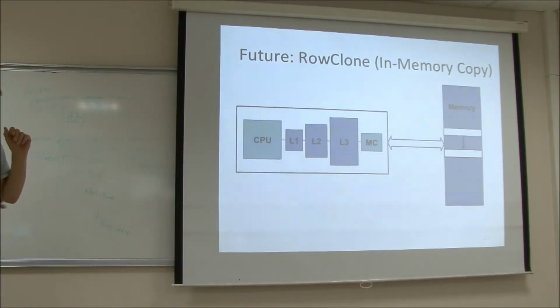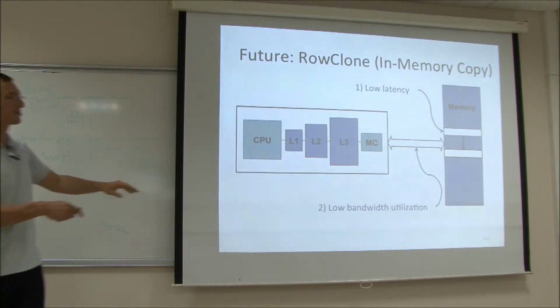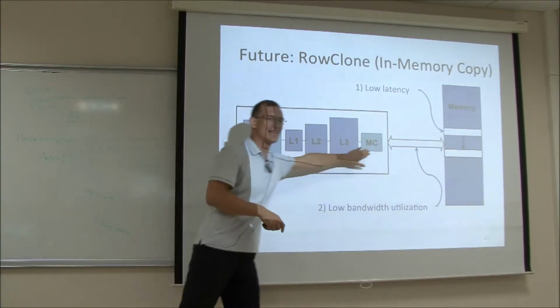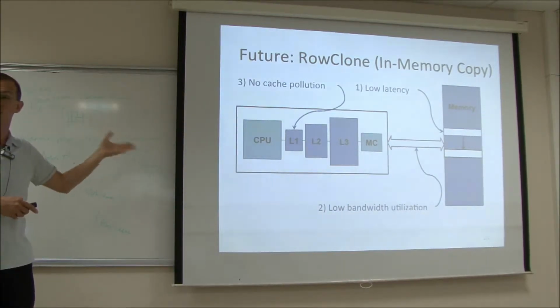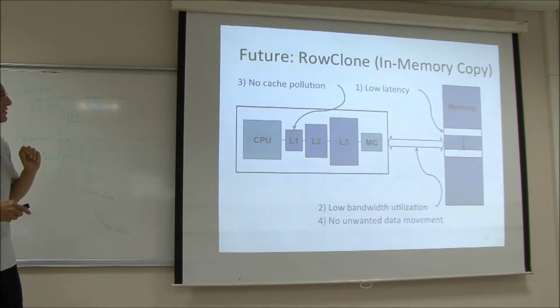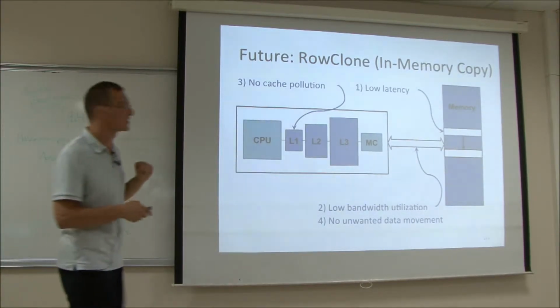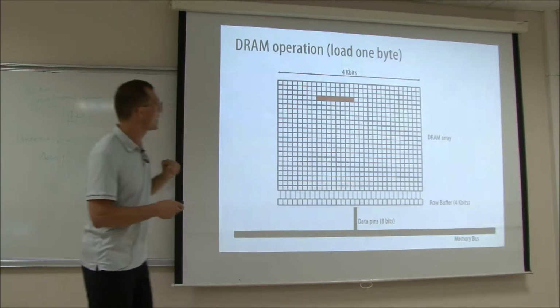So we're going to try to build this. This is low latency, no bandwidth utilization. Well, low bandwidth, you still need to send the command. No cache pollution, assuming you don't need the data. You can be intelligent about it, of course. And no unwanted data movement in the system. So how can we do this?